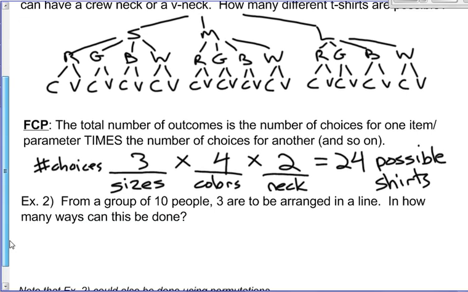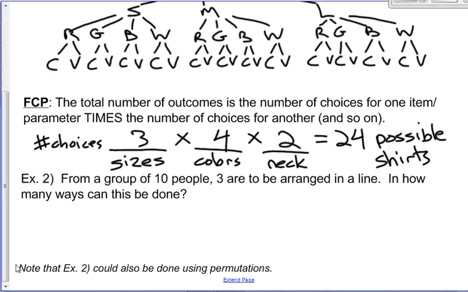So let's look at a similar question here. We've got a group of 10 people, and 3 are to be arranged in a line. In how many ways can this be done? So think of places you have to make decisions here. There's going to be a first person in that line. There's going to be a second person out of those 3. And there'll be a third person. So you've got 10 people. Any one of those 10 could be your first person.